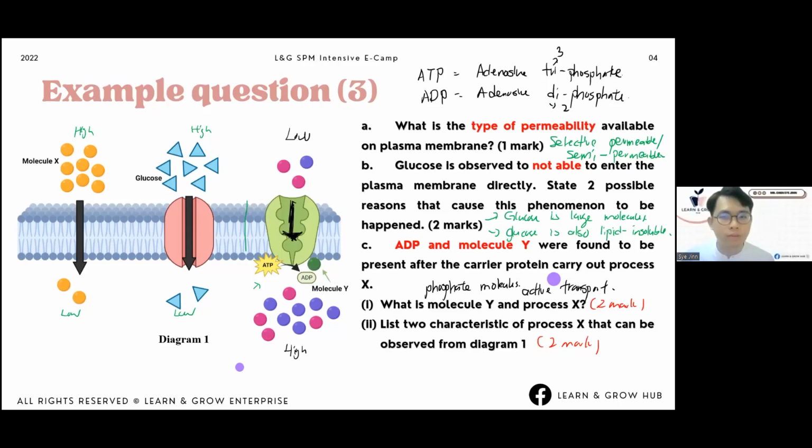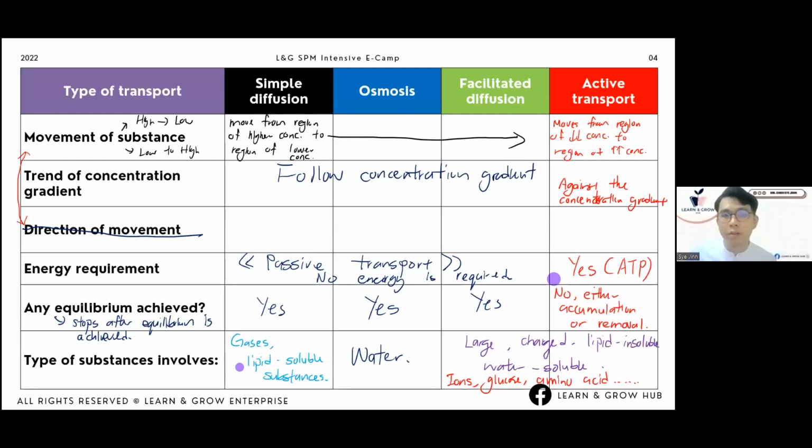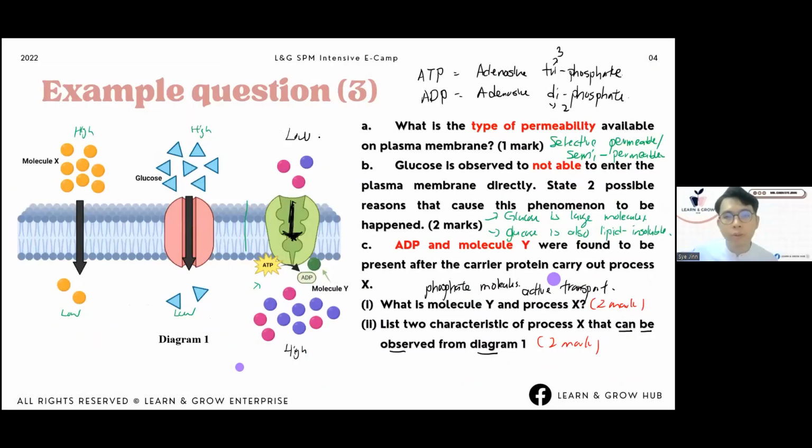Okay, so this question seems a bit complicated. For SPM, when the question says you must observe from the diagram, although we know that active transport has so many characteristics, you can only choose the ones that can be seen from the diagram. For these 5 points we see here, can we know the name of the molecule here? No, right? Don't know.